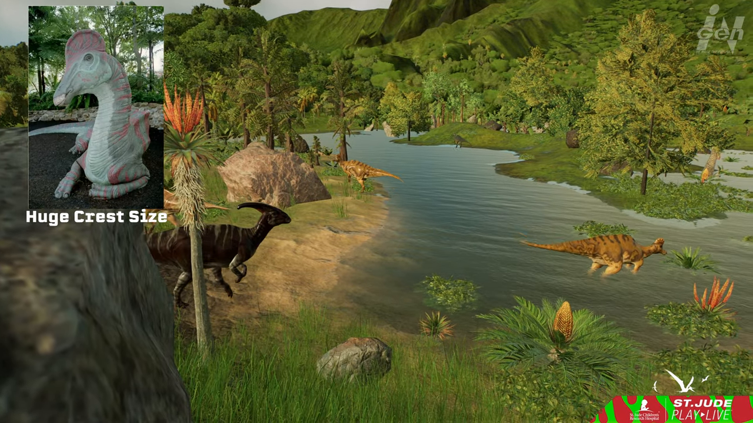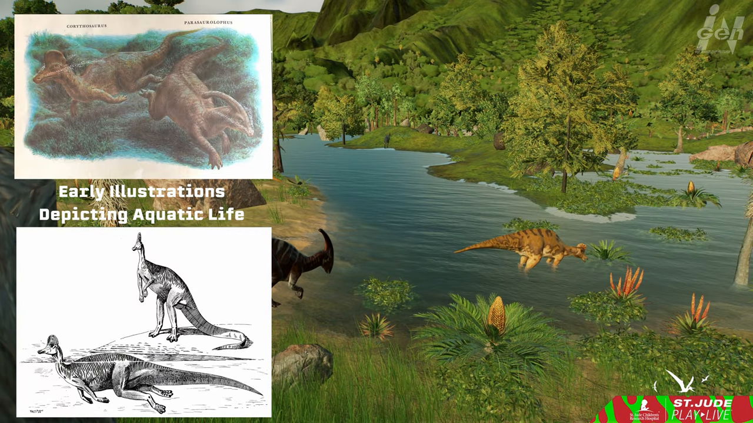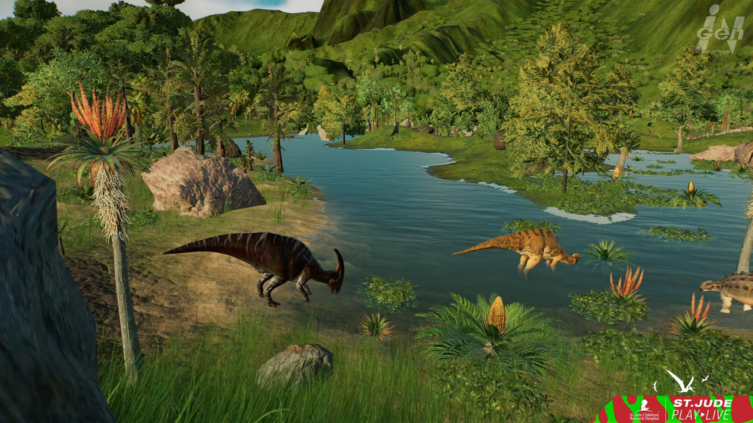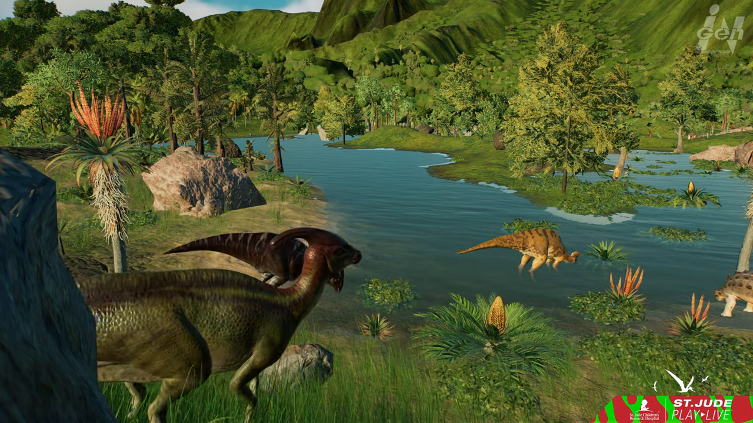When it was first described, it was thought that Corythosaurus lived mostly in water due to the appearance of webbed hands and feet. However, it was later discovered that the so-called webs were in fact deflated padding, much like that found on many modern mammals.